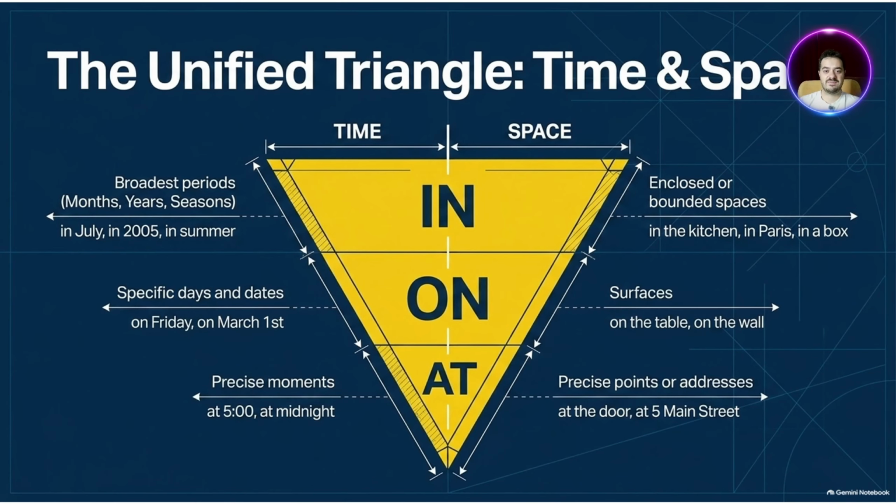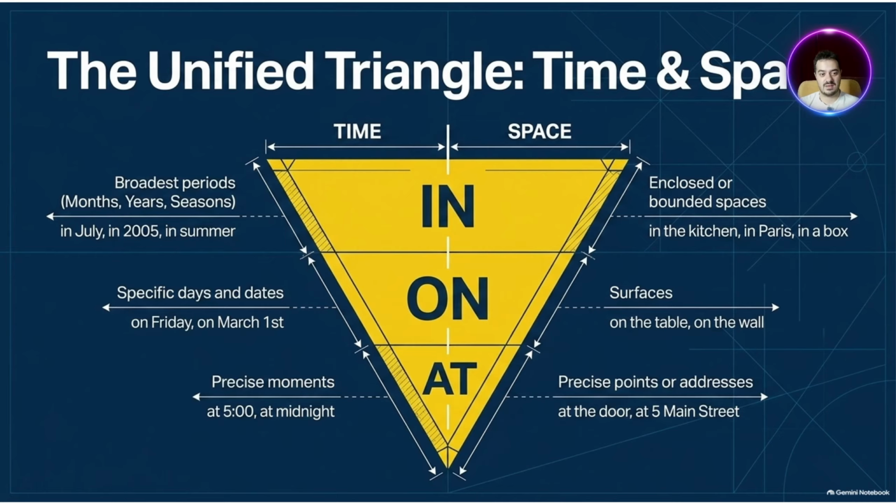If we look at the unified triangle of time and space, we can definitely see that these three main prepositions, meaning in, on, and at, actually can be used both in regards to describing time and space. So first let's focus on time and then we will talk about space.